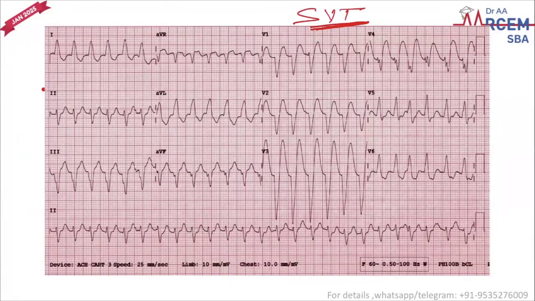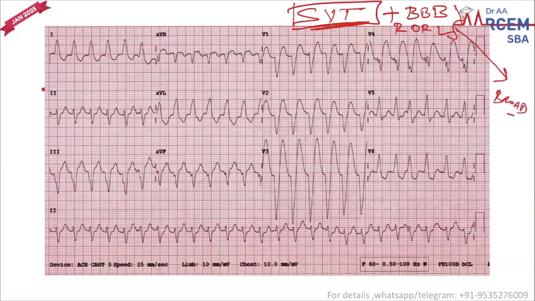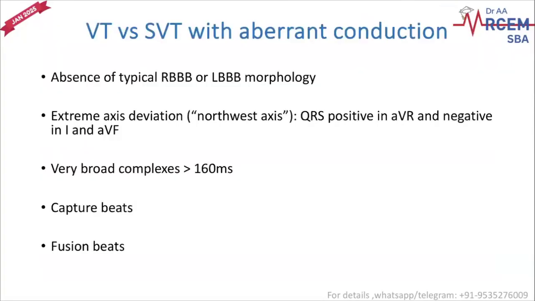So what happens whenever there is a supraventricular tachycardia plus a bundle branch block? It might be a right bundle branch block or a left bundle branch block. It can be any bundle branch block. If there is a bundle branch block, the QRS complex will be broad. If there is a broad QRS complex mixed with an SVT, it looks like or appears like a ventricular tachycardia. So there are various things which will help you to differentiate a proper ventricular tachycardia from a supraventricular tachycardia, because supraventricular tachycardia should be associated with one of the blocks.